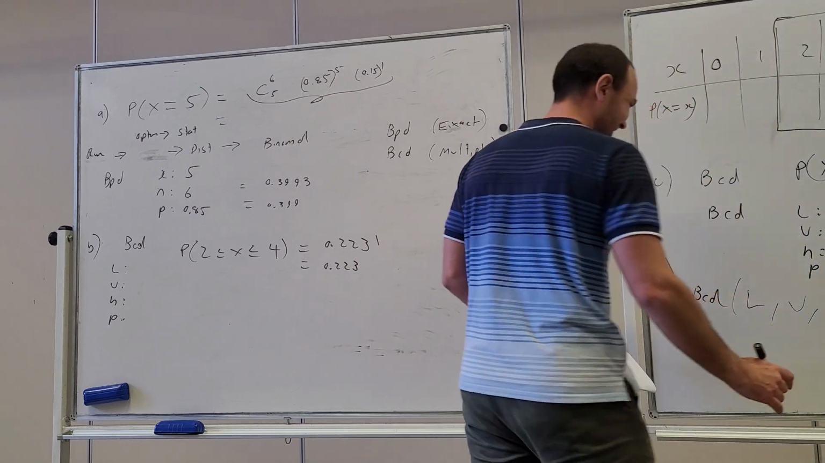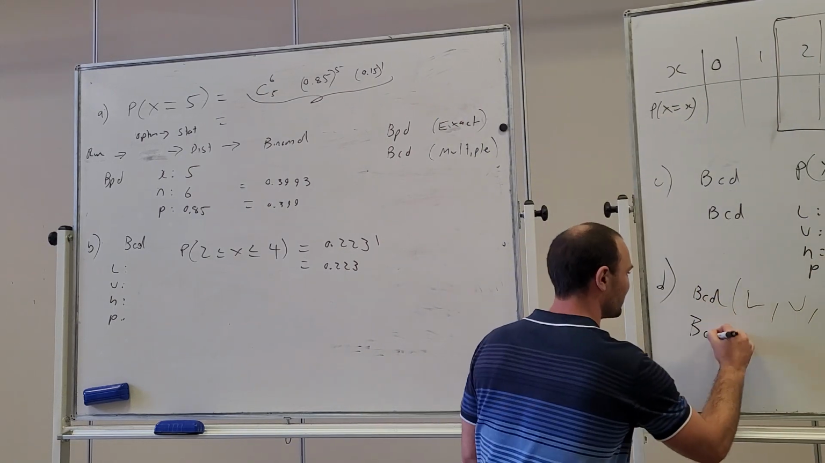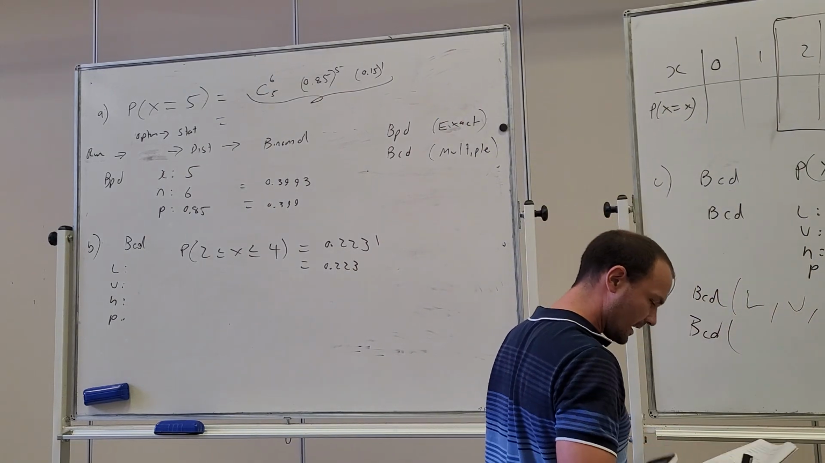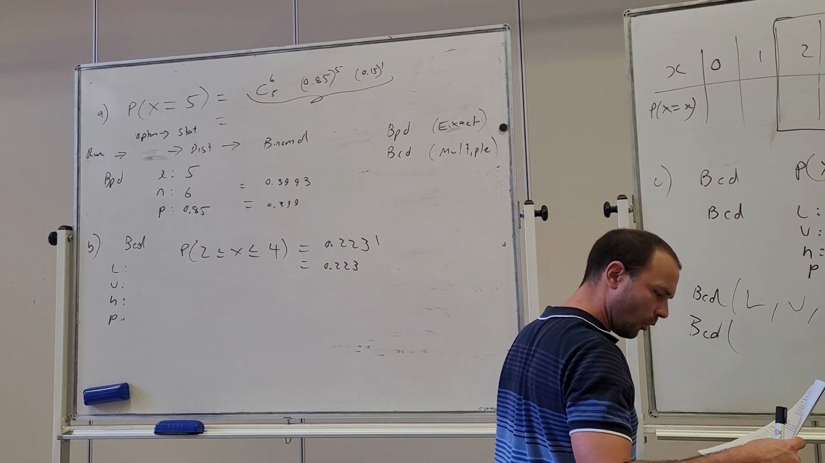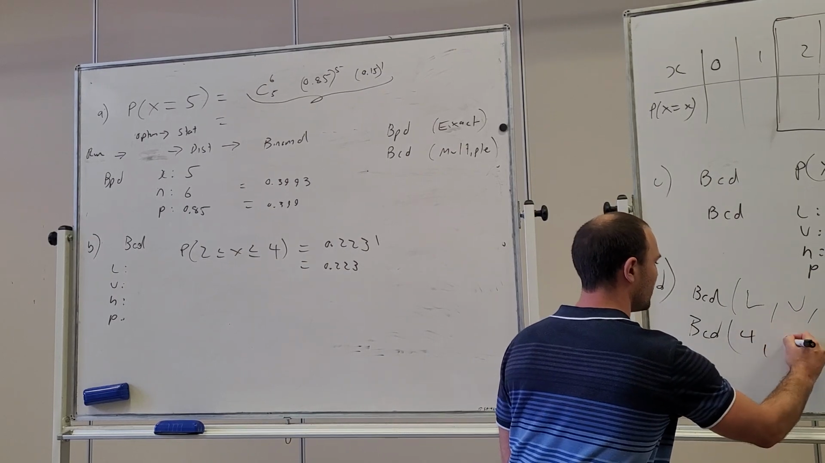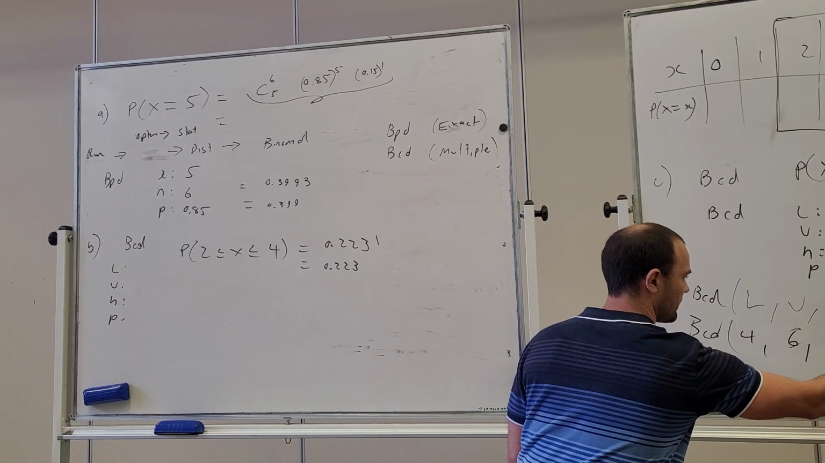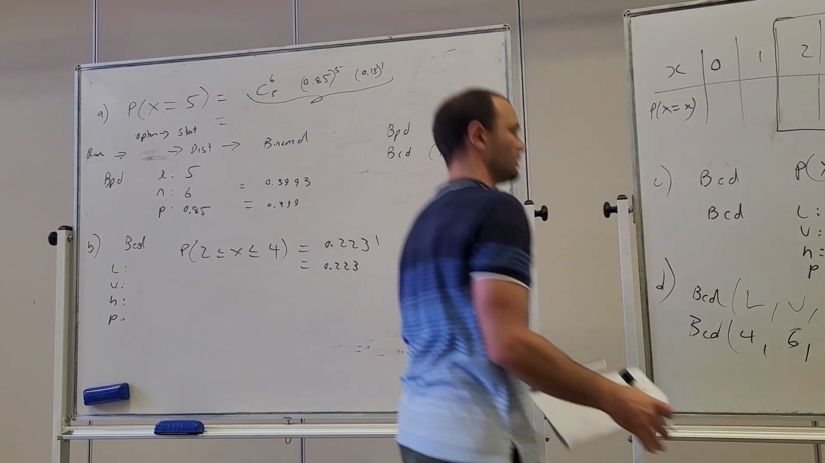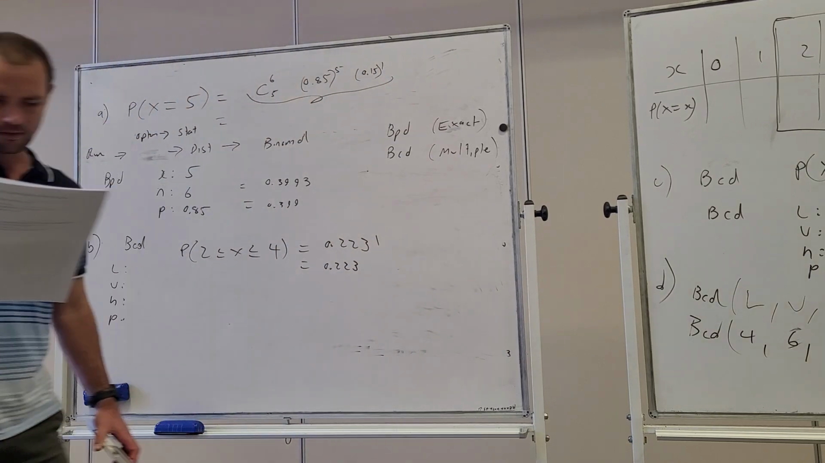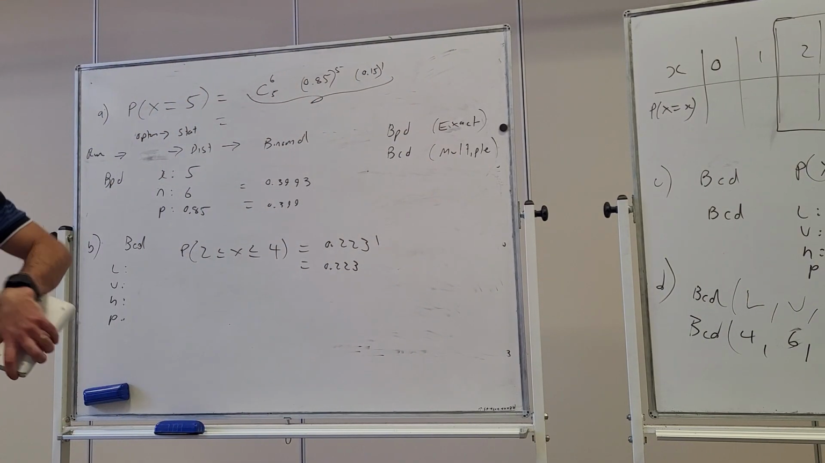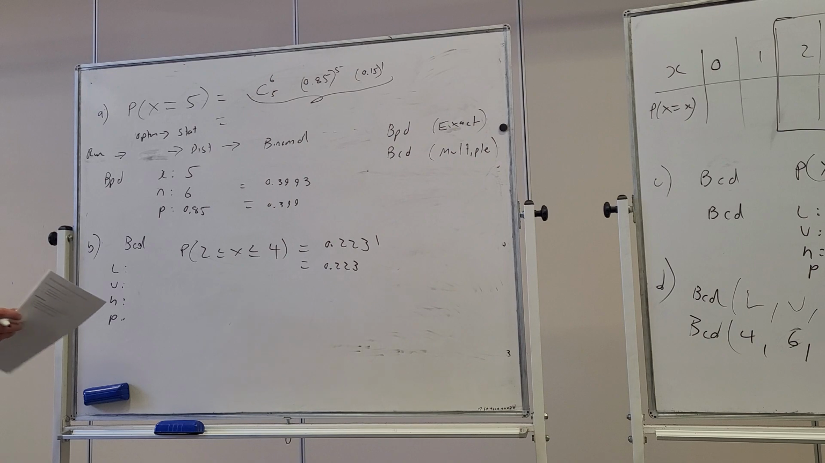All right, so for this circumstance, more than 3 seeds, that's going to be 4 to 6 out of 6 trials, probability of success 0.85, and you can evaluate it. Okay, I'll just quickly talk about part E and F.